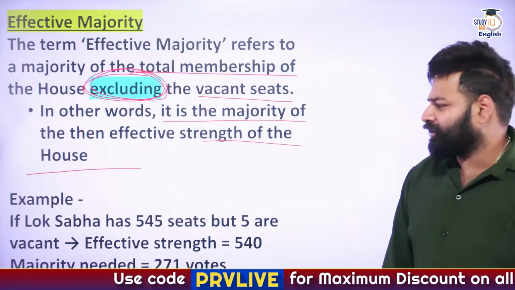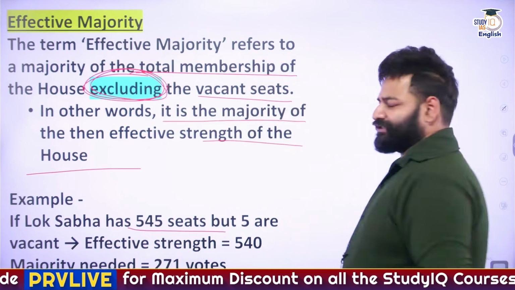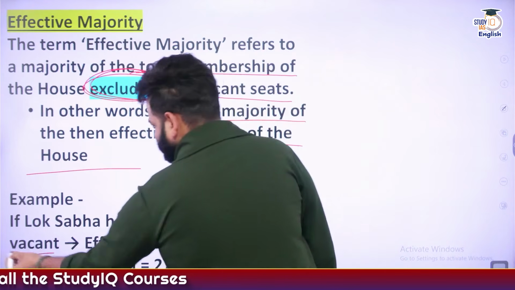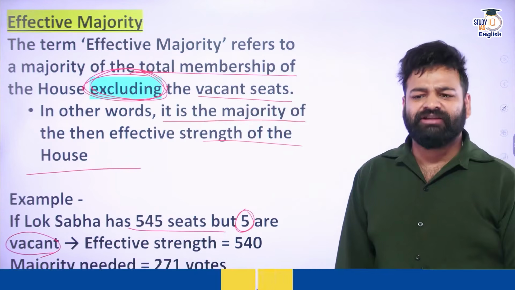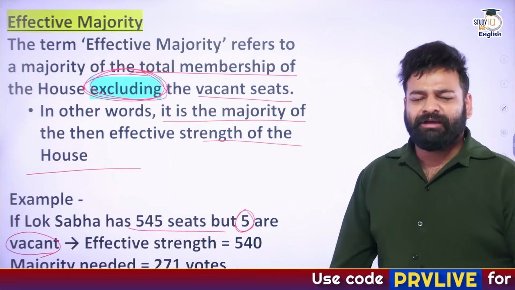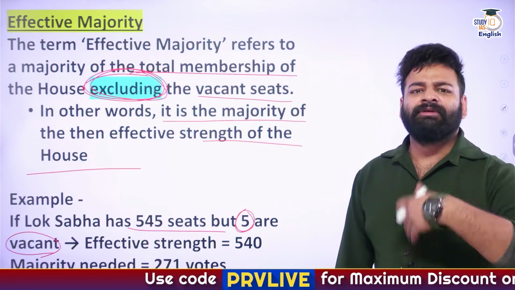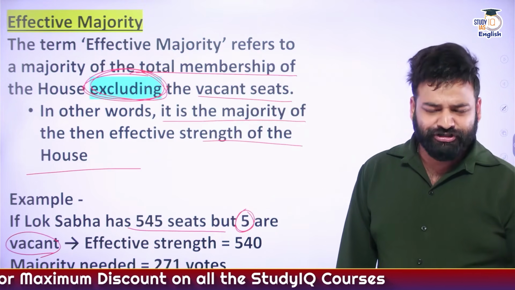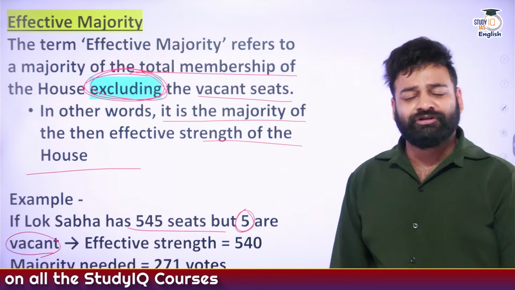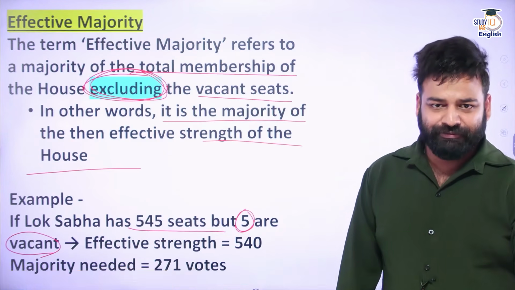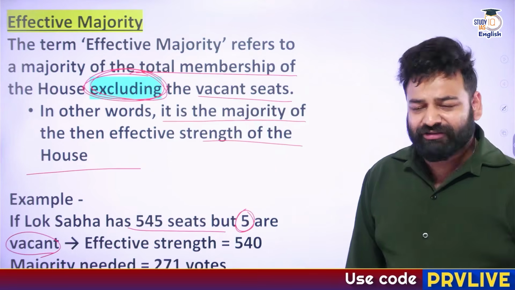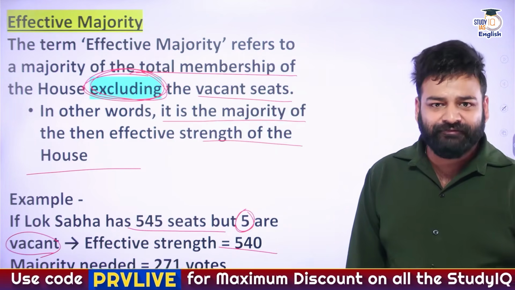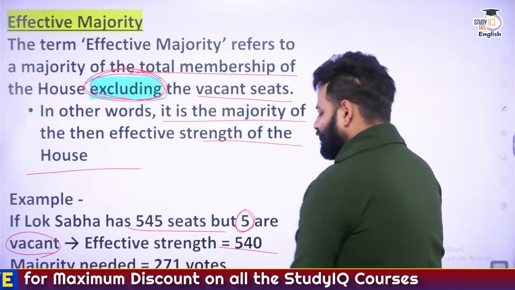If Lok Sabha has a maximum of 545 seats, but out of those 545, 5 seats are vacant due to any reason, maybe resignation, removal, or the anti-defection law. So out of 545 total members, 5 seats are vacant. Now, what is the effective strength? Obviously, it's 540. So what will be the majority? 50% of 540 plus 1, that is 271.